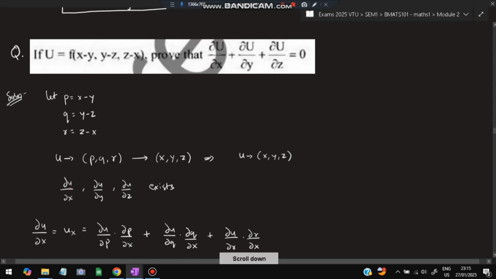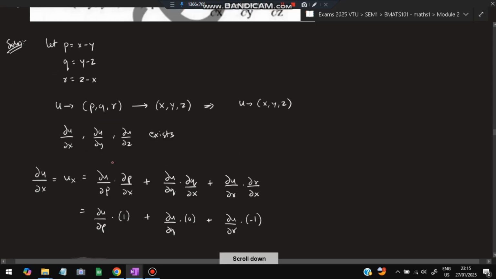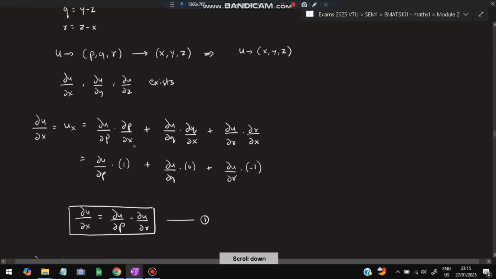After that, we'll be finding out the differentiation with respect to x, y and z. So x, y and z, this will become u. When we differentiate this, it will be du by dp into dp by dx. This will be q, this will be r. We'll do the same thing which we did in the first question. Dp by dx, we'll find out the answer is 1 here, this is 0, and this is minus 1.